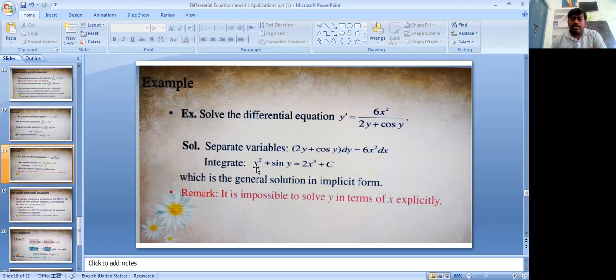Here, integration of 2y is equal to y square, the 2 gets cancelled, integration of cos y is equal to sin y, and on the right side, integration of 6x square is 2x cube. Therefore, y square plus sin y equal to 2x cube plus constant, which is the general solution as an implicit function. In this problem, it is impossible to solve for y in terms of x explicitly.